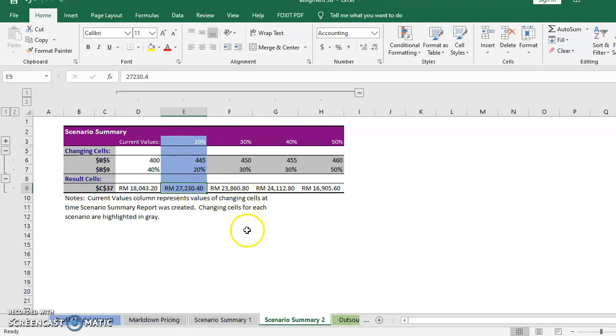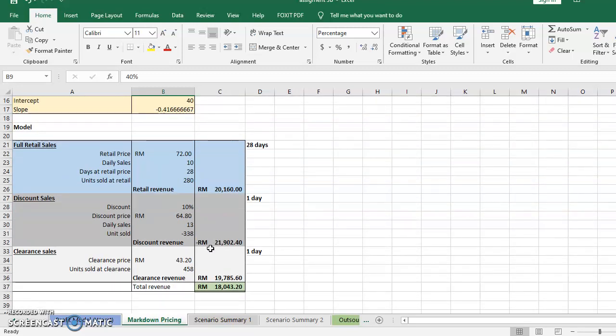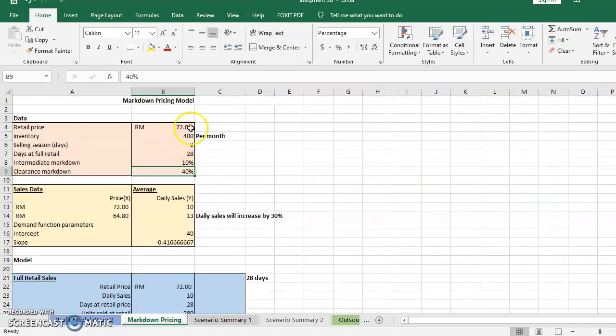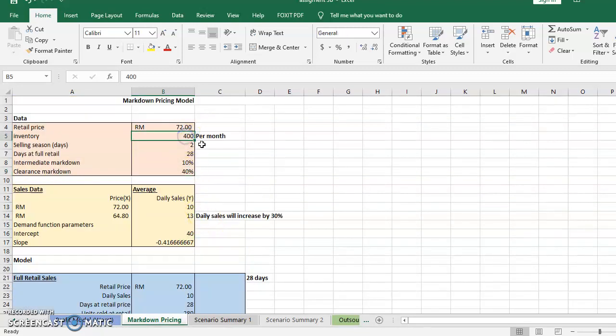Therefore, my final decision is to not include discount sales, and decrease my discount rate for clearance markdown from 40% to 20%, and increase inventory from 400 units to 445 units.